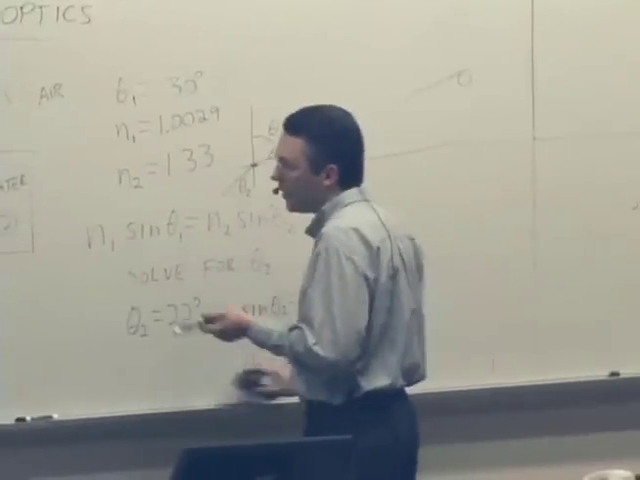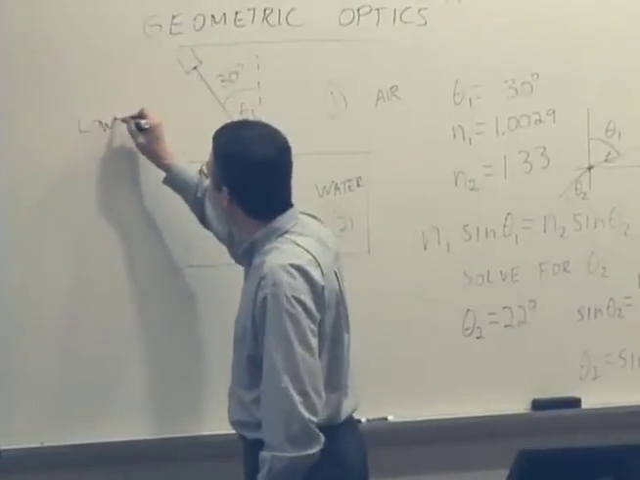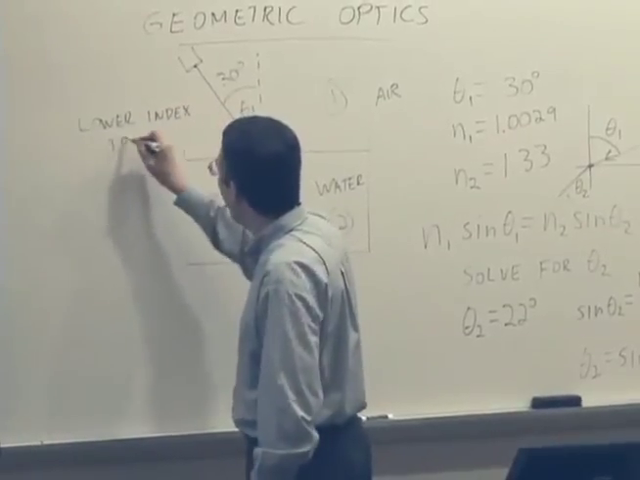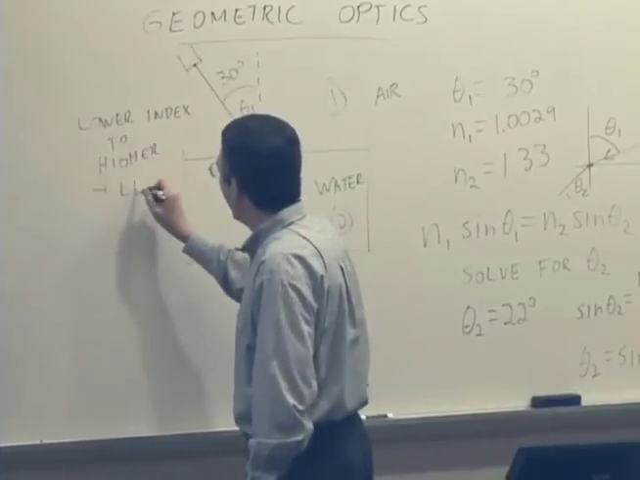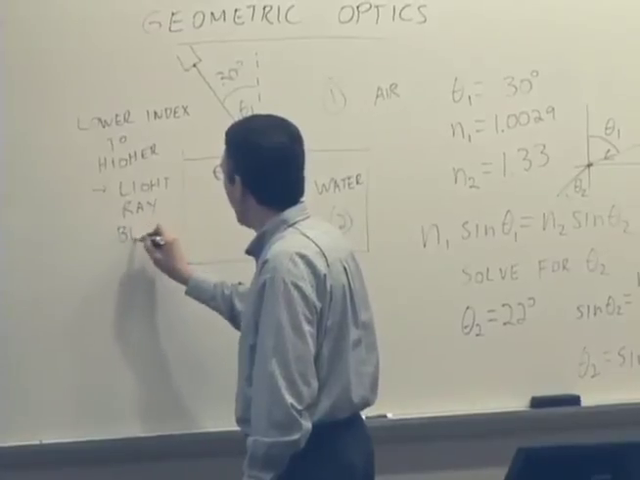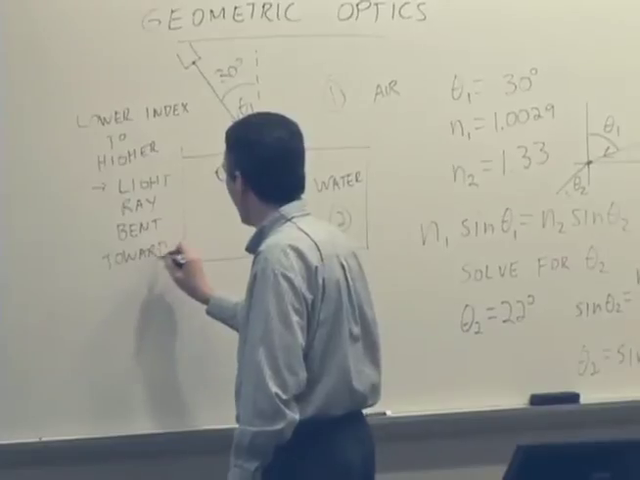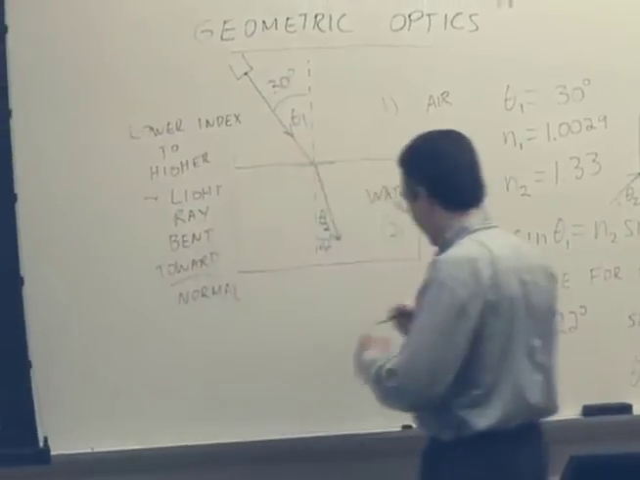So here's a case where we have a light ray. So we went from a lower index to higher. Light ray is bent toward the normal, toward that perpendicular line.